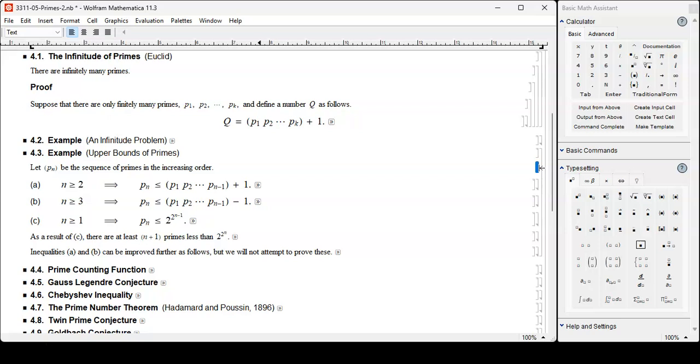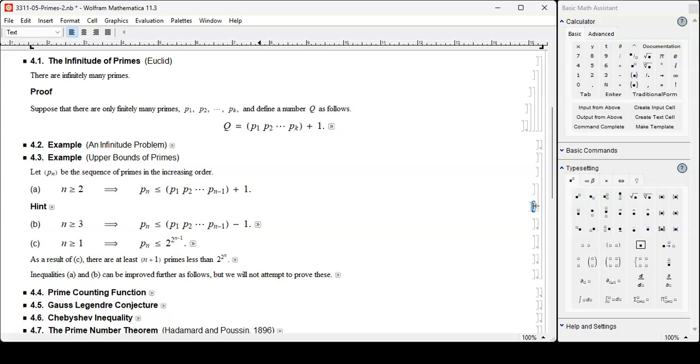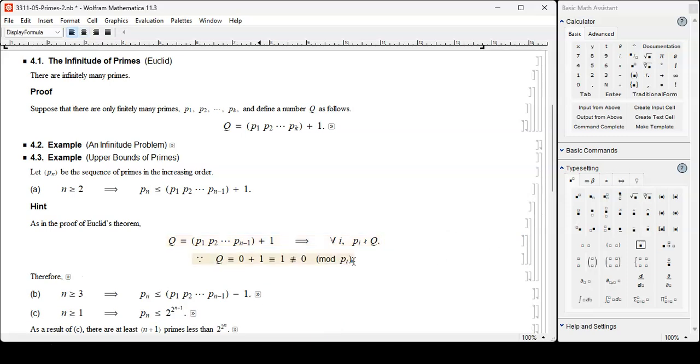Now, how do you prove it? Well, this idea will be helpful. After all, the right-hand side is the same, right? Here's a hint. Define Q like this, and no pi divides Q, and that's due to the modular arithmetic. Remember that. The product is congruent to 0 modulo pi, so the remainder is 1, not 0.